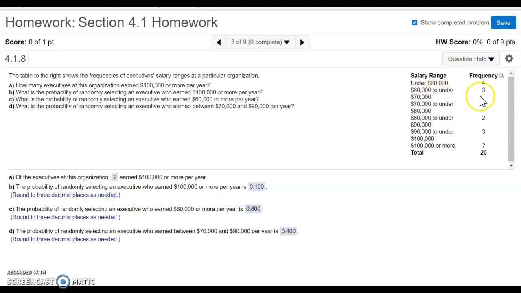The probability of randomly selecting an exec who earned 60,000 or more: that would be everything but 4, so 16 out of 20, which would be 0.8. And then the probability of randomly selecting an exec who earned between 70 and 90 a year: 70 to 90 would be 8 out of 20, which is 0.4. So you're just looking at your frequencies and dividing by your total to get your probability.